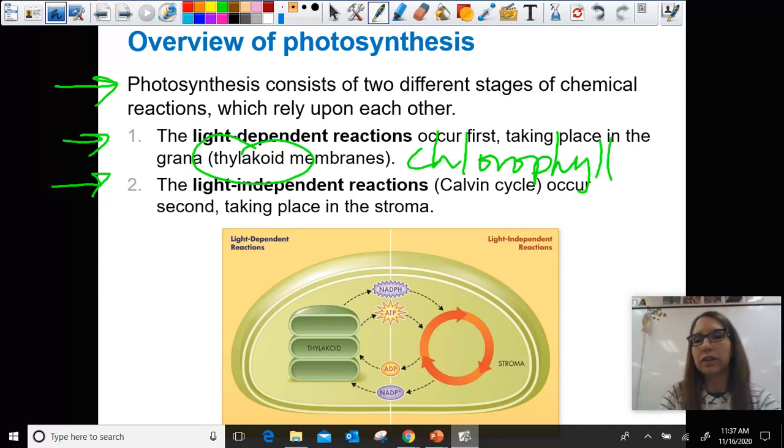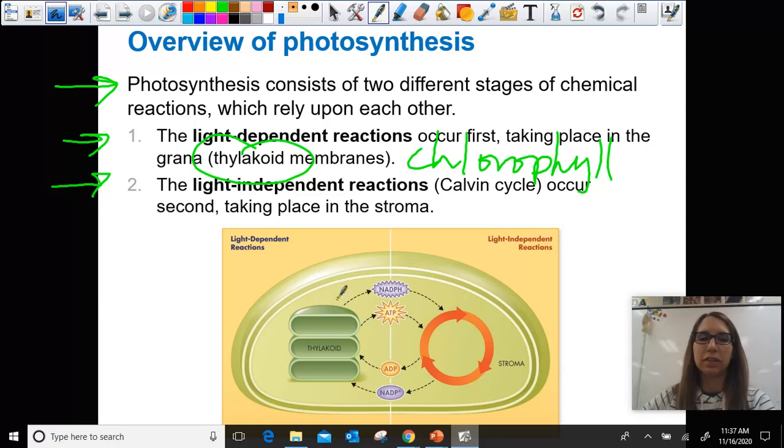Okay, so both of these are going to happen in the chloroplast, but my chlorophyll is found specifically, remember, in those grana or the thylakoid membranes, those green stacks of pancakes. The light-independent reactions will follow, and those are going to occur in the place where we do not have chlorophyll. So this is going to be in the stroma this time, that fluid that surrounds the chlorophyll.